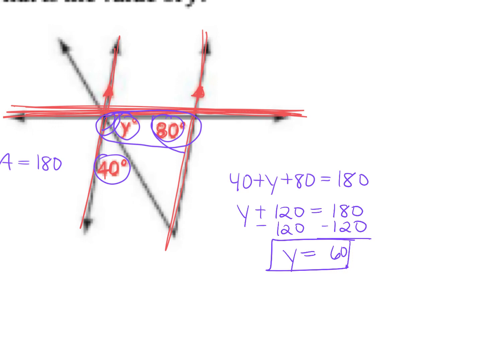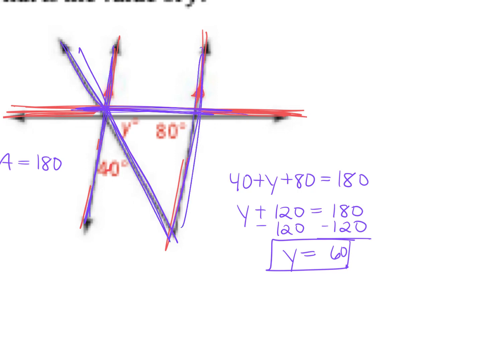Now let me show you. There is another way you could have done this. Instead of same side interiors, did anyone see alternate interior angles? Let me show you. If we have these two lines and this transversal, this angle right here is an alternate interior with this one right here. So alternate interiors are congruent. Do you see why we could find y using that instead?